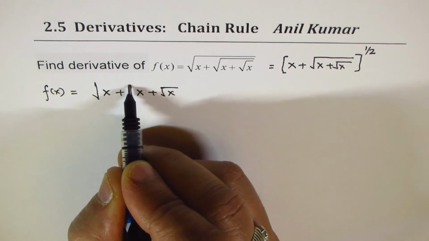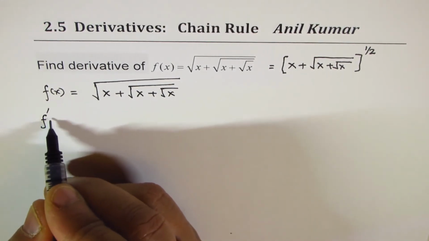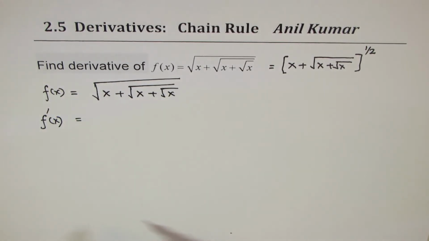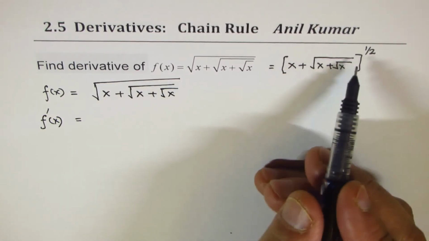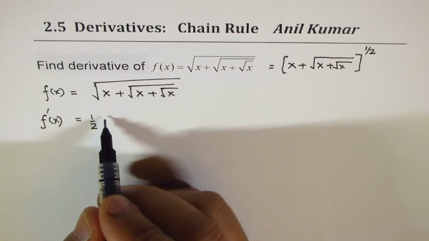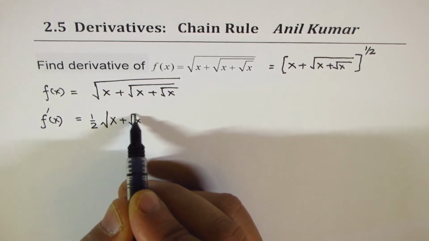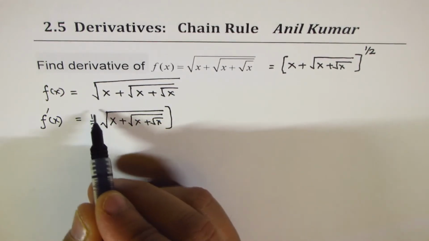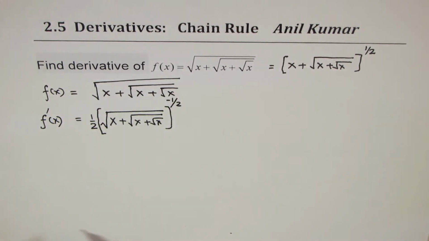So we have this inside, right? So the idea here is to find derivative of f of x with respect to x. Now, we'll start with the outside function, which I've written like this here. So it is half of everything here, which is x plus square root of x plus square root of x, all this to the power of minus half. Correct. So we applied the power rule first.